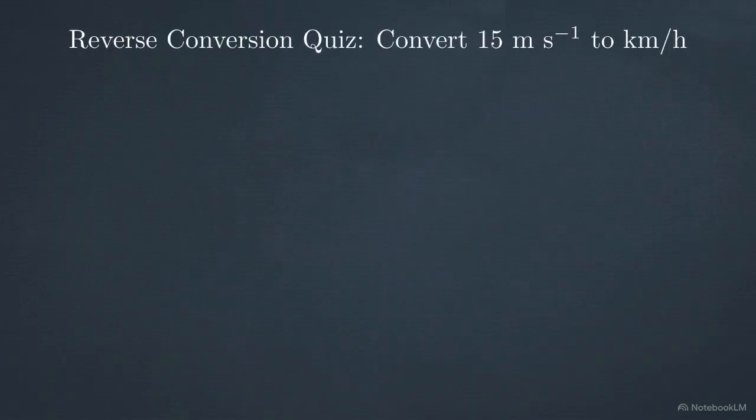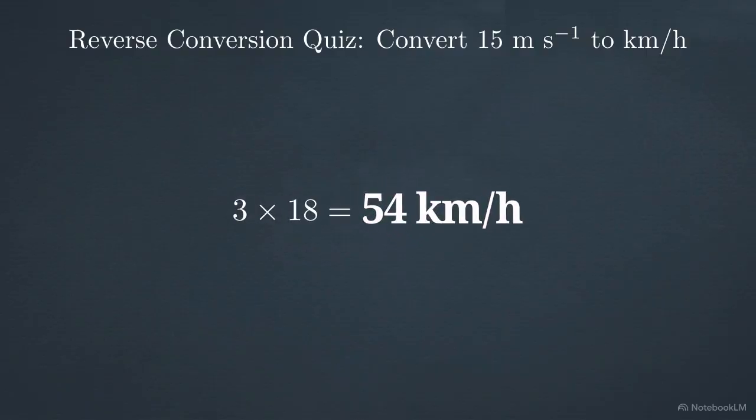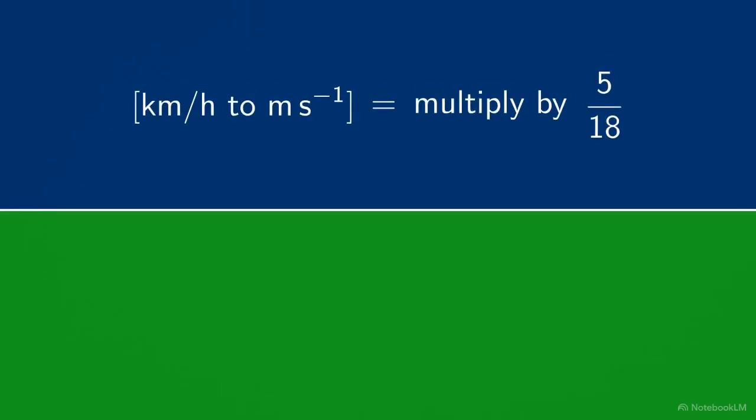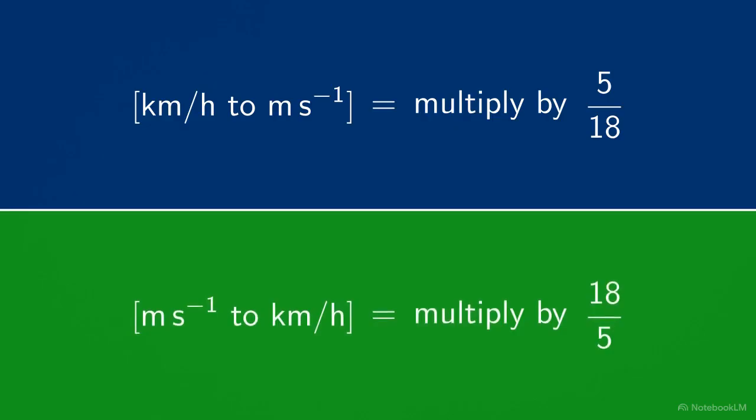What happens if the exam asks you to go backward? To convert from meters per second back into kilometers per hour, you simply flip the fraction upside down to 18 over 5. Let's test it on 15 meters per second. We multiply 15 by 18 over 5. The 15 and the 5 cancel out, leaving a 3. 3 times 18 gives us a final speed of 54 kilometers per hour. This summary chart gives you everything you need. Multiply by 5 over 18 to go down to meters per second, and multiply by 18 over 5 to scale up to kilometers per hour.